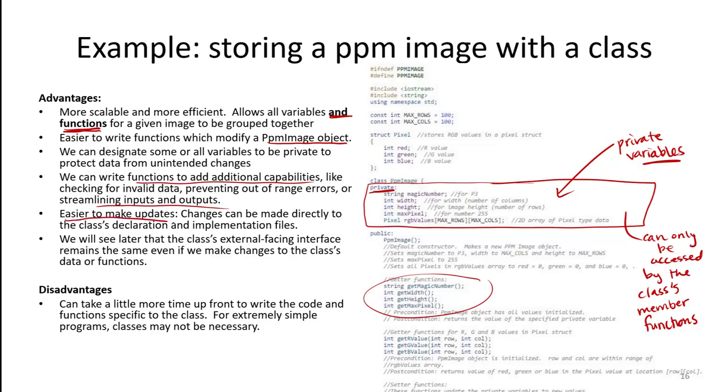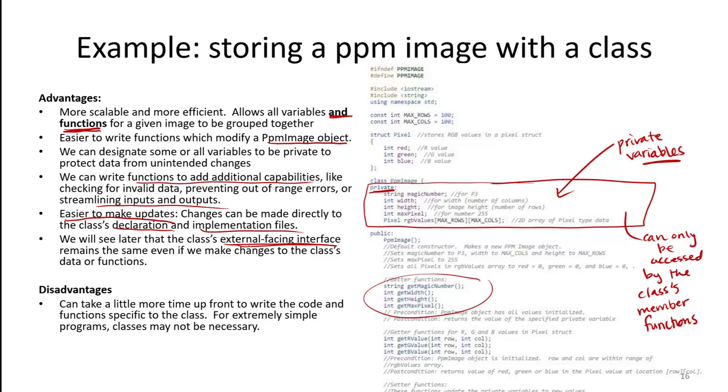Also, we see that it's easier to make updates with a class. Instead of having to read through hundreds of lines of code in order to make a change, if we want to change the functions and data in our class, we just need to update our declaration and implementation files for the class. So it's much easier to make updates. And in the next few lectures, we're going to see another big advantage is that the external facing interface remains the same.